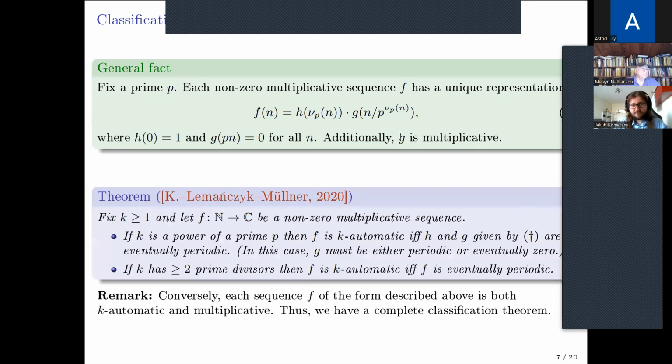And there have been quite a few papers on the subject, and finally, together with Lemańczyk and Müllner, we were able to show that a multiplicative sequence is k-automatic if and only if, well, if k has at least two prime divisors, then the sequence needs to be eventually periodic. If k is a power of a prime p, then we need exactly that both of those functions h and g in the decomposition above have to be eventually periodic. And in this case, in fact, g must be either genuinely periodic or eventually zero. And this is an if and only if statement.